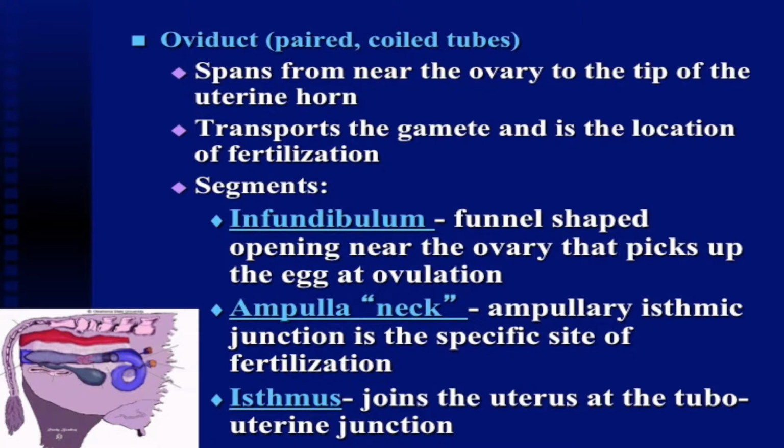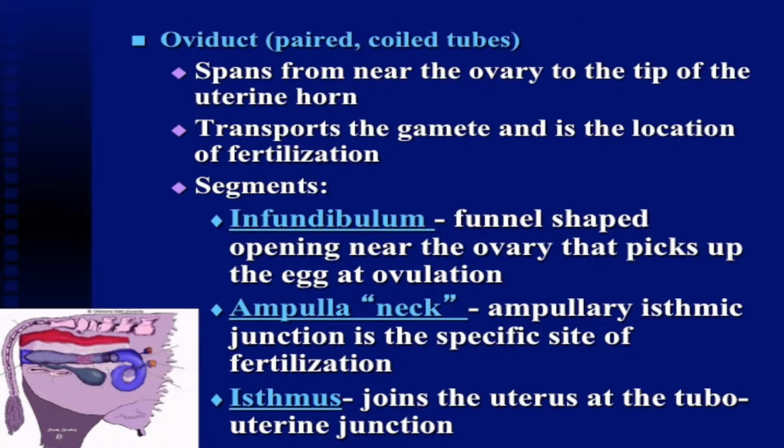and the isthmus is the part that joins the uterus to the oviduct. But the ampulla and isthmus junction is the specific site of fertilization. For me, I always try to remember that site of fertilization as the AI. Just like artificial insemination, the AI junction is where the site of fertilization occurs.